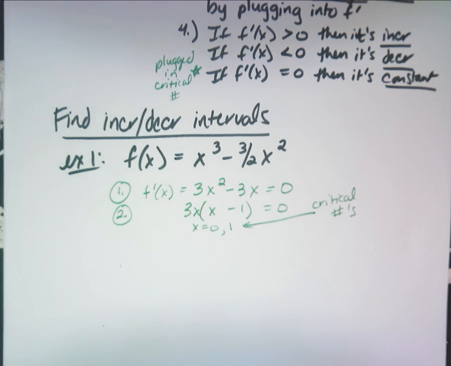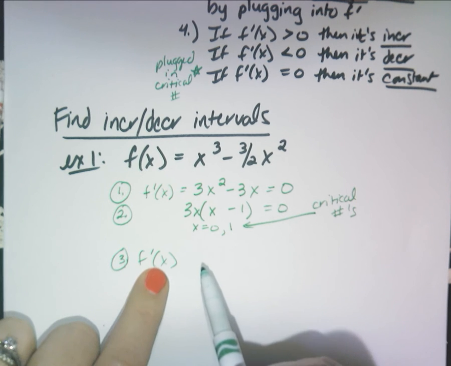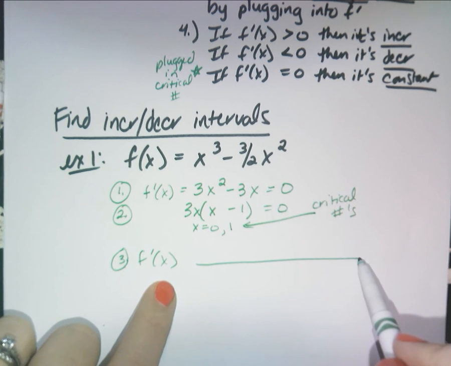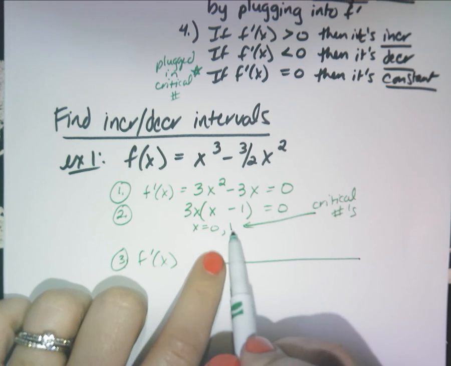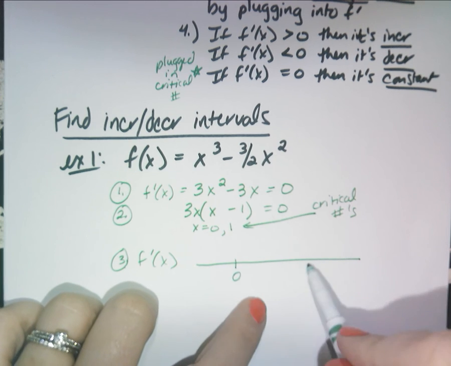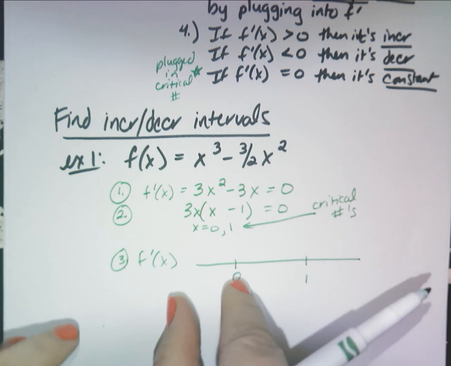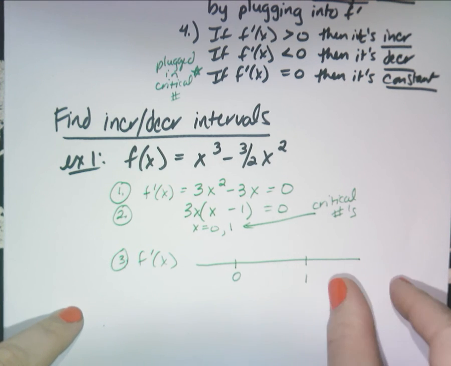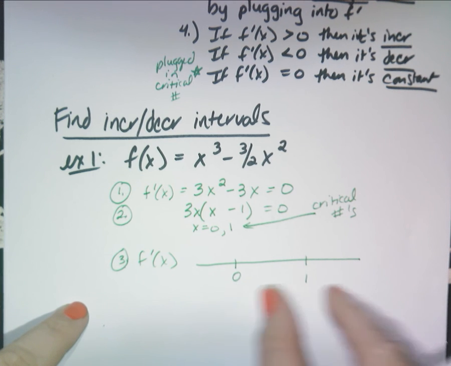Okay, once you do that, you're gonna do something that you may or may not remember from last year, which I called a sign test. And I'm gonna do the same thing this year. So you make this, and I'm gonna put f prime of x for a reason. You make this number line. This is actually the x-axis. On the x-axis, in order, you put your critical numbers. So you put 0 and 1, okay? And you are going to test, this is an interval, this is an interval, and this is an interval. This is the interval from negative infinity to 0. This would be from 0 to 1. This would be from 1 to infinity.